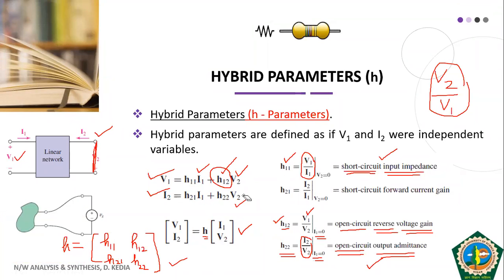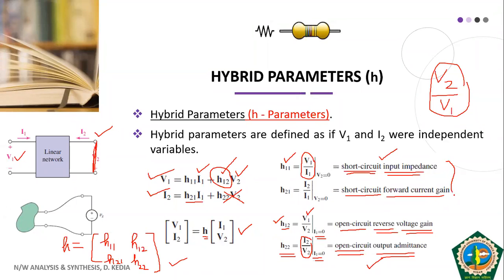So if we want to find out H21, then we need to make V2 0. So V2 0 means it is short circuit, and H21 will be I2 upon I1, which is nothing but current gain, and current gain in the forward direction. So we call it the forward current gain.